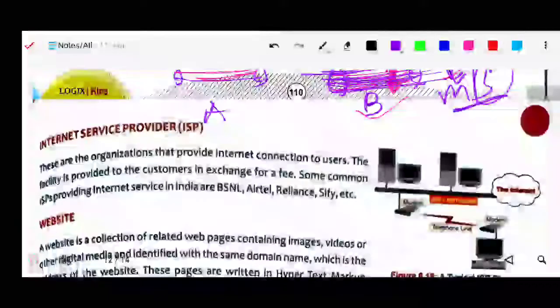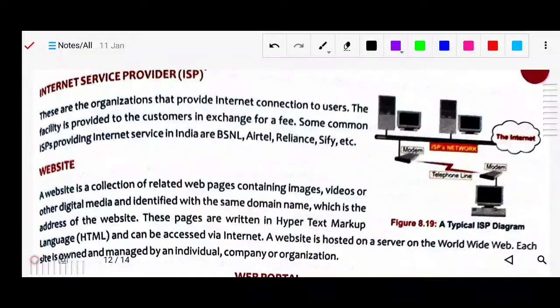Next is the ISP, internet service provider. An ISP is a company or organization that gives the facility to access the internet. These organizations provide internet connection to users. The facility is provided to the customer in exchange for a fee. Some common ISPs providing internet service in India are BSNL, Airtel, Reliance, and so on. There are so many, and they provide the facility of internet.